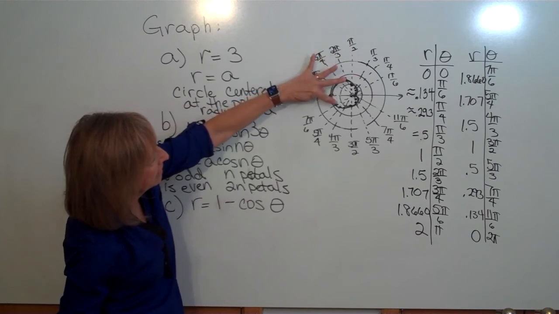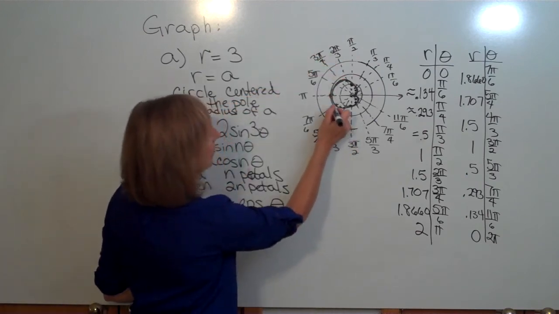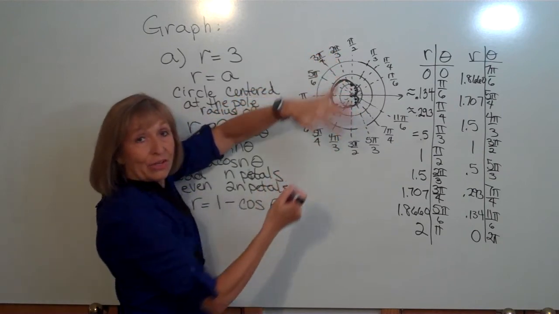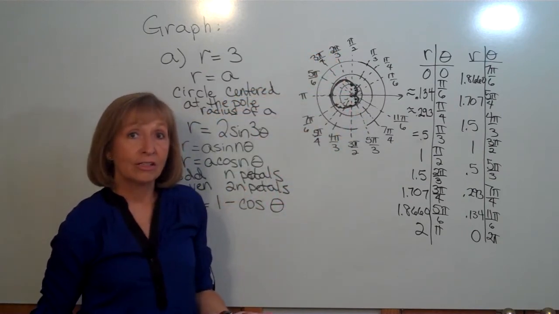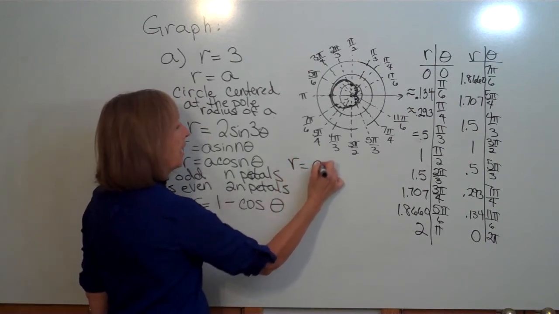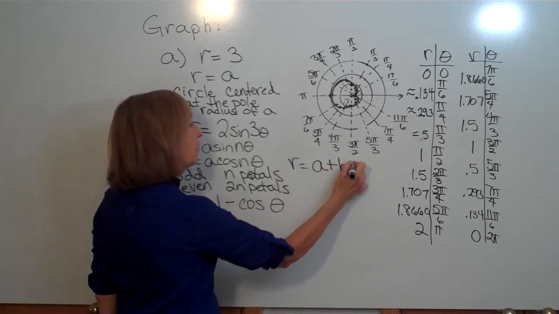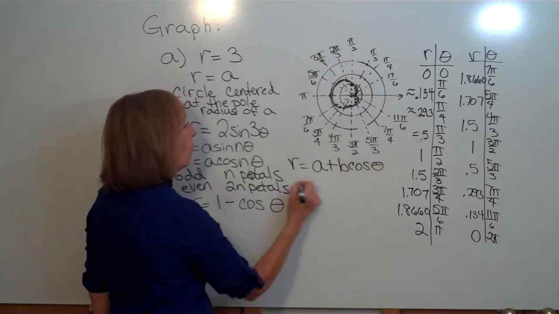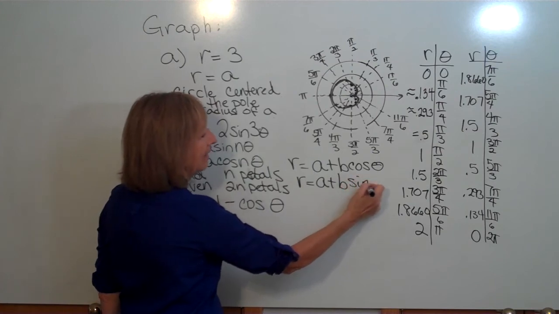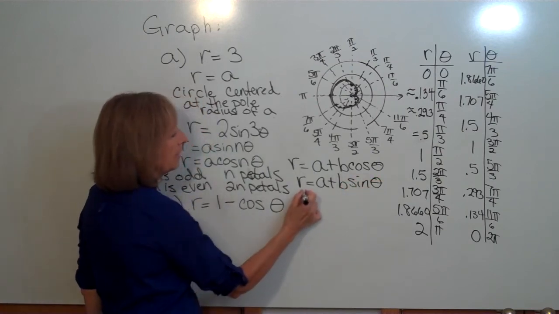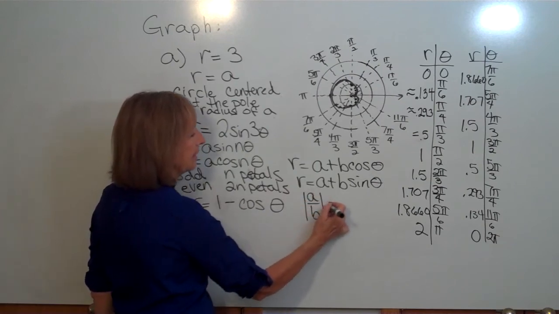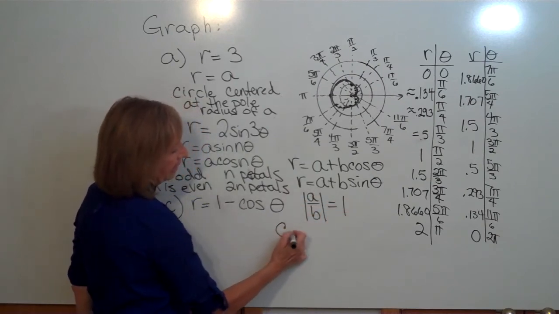And with this, you see how it kind of makes a heart. So this is actually something called a cardioid. If I have r is equal to a plus b cosine theta, or r is equal to a plus b sine theta, where the absolute value of a over b is equal to 1, then I get this thing called a cardioid.